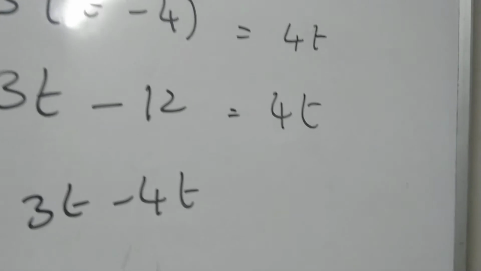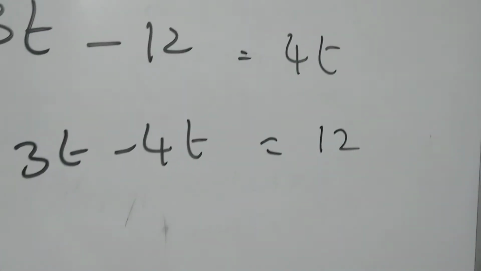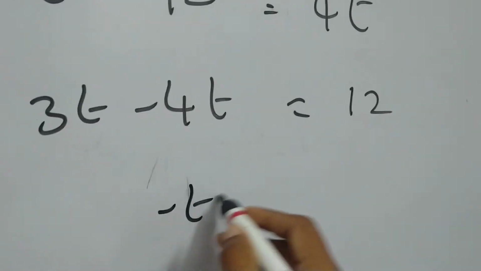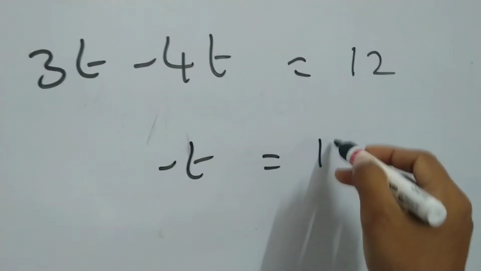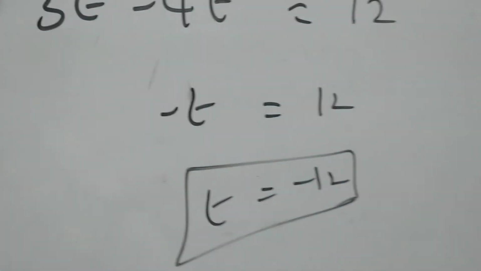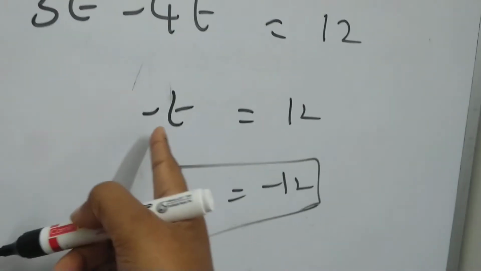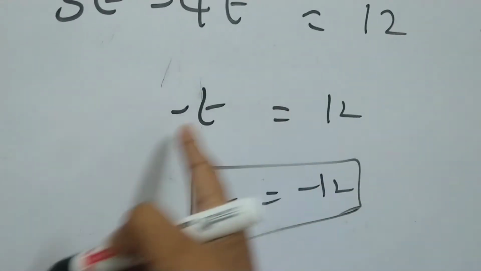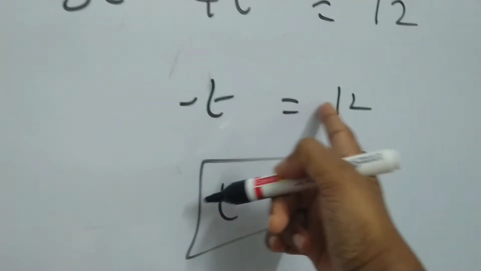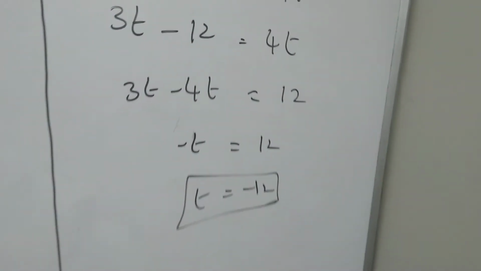So, therefore, 3t minus 4t. And now transpose 12 onto the other side. It is plus 12. So, therefore, 3t minus 4t is minus t, which is equal to 12, or t is equal to minus 12. So, what are we doing here in the last step? We are just multiplying with minus on both sides. Minus of minus will become plus, and here you are left with minus. So, thus, this is how you have to solve the problem.